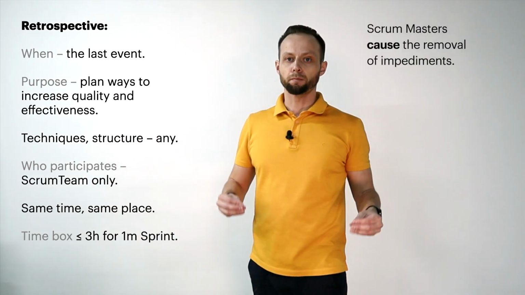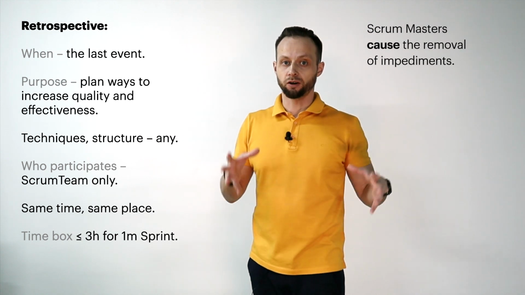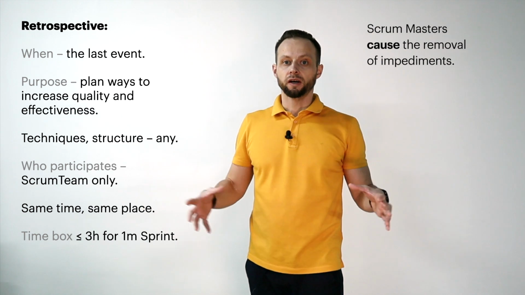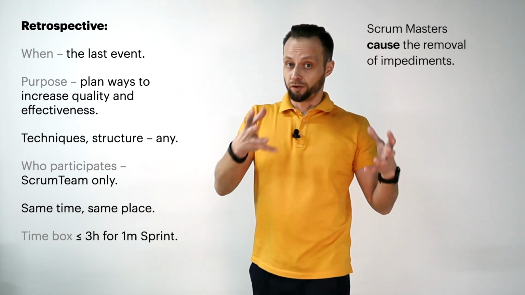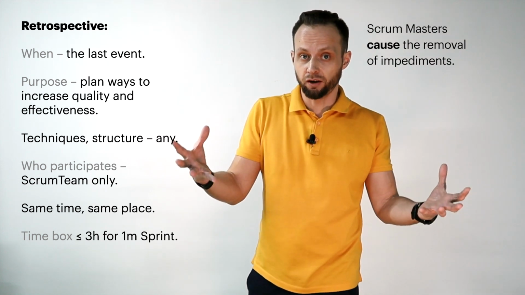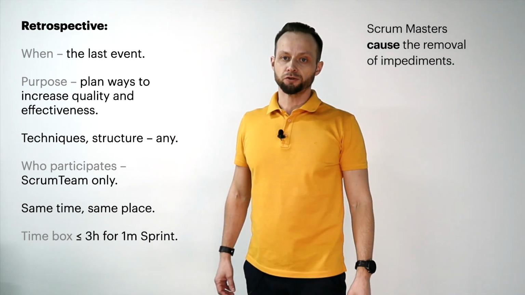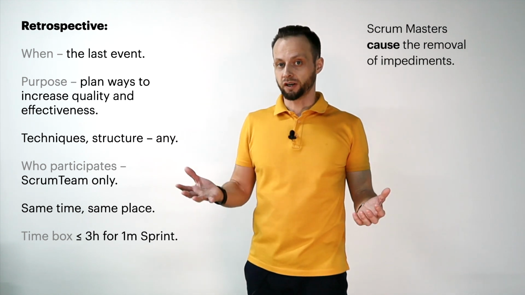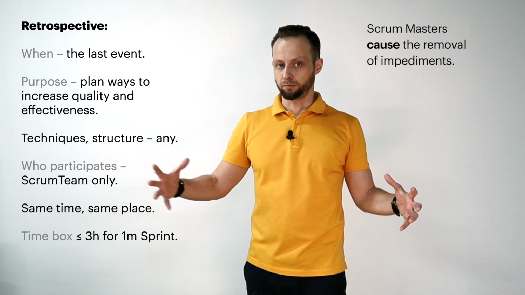The Scrum Master serves the Scrum team by causing the removal of impediments to the Scrum team's progress. Scrum Masters cause the removal, but don't necessarily remove the impediments on their own. The Scrum Master ensures that the event takes place, is positive, productive, and kept within the time box.